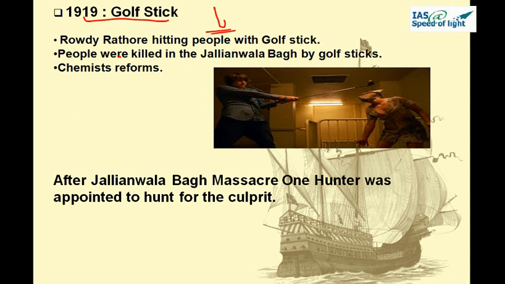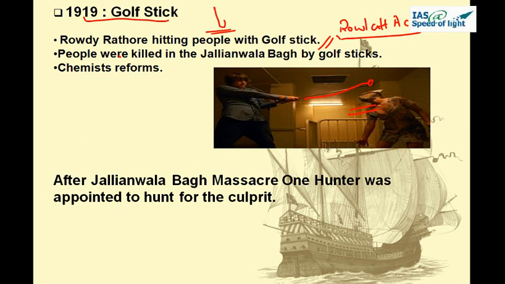What we want to remember here is Rowdy Rota hitting people with a golf stick. We have already seen our picture for the Rowlatt Act. Okay, Rowlatt Act. It was the Rowdy Rathore movie of Akshay Kumar. So Rowdy Rota hitting people with a golf stick. So you can see that picture in your mind where Akshay Kumar, being a rowdy, okay, in Rowdy Rathore, hitting people with a golf stick. You can see here this particular boy, he's having a golf stick in his hand and he's beating the person. So people were killed in Jallianwala Bagh by golf stick.